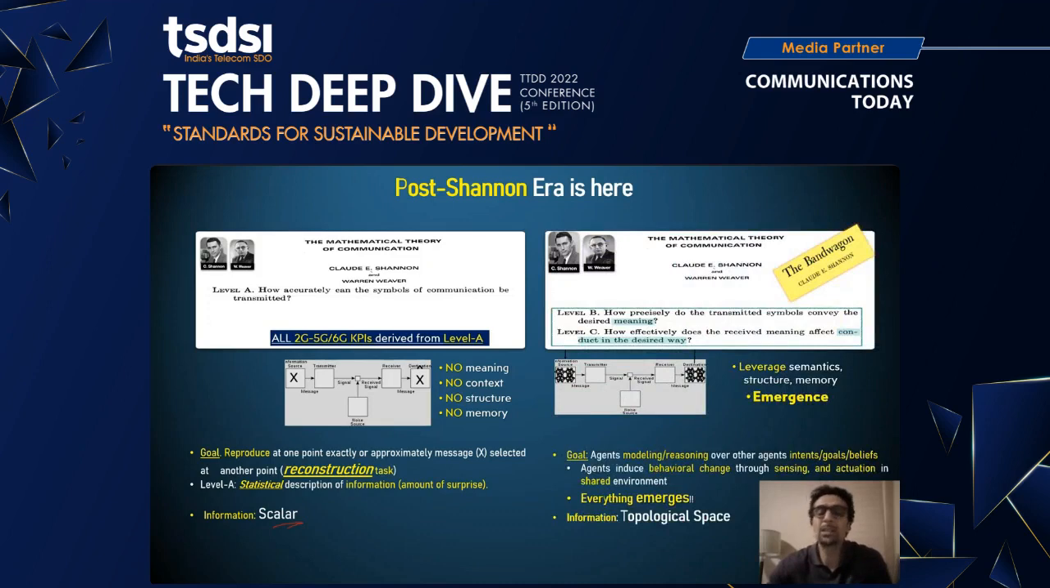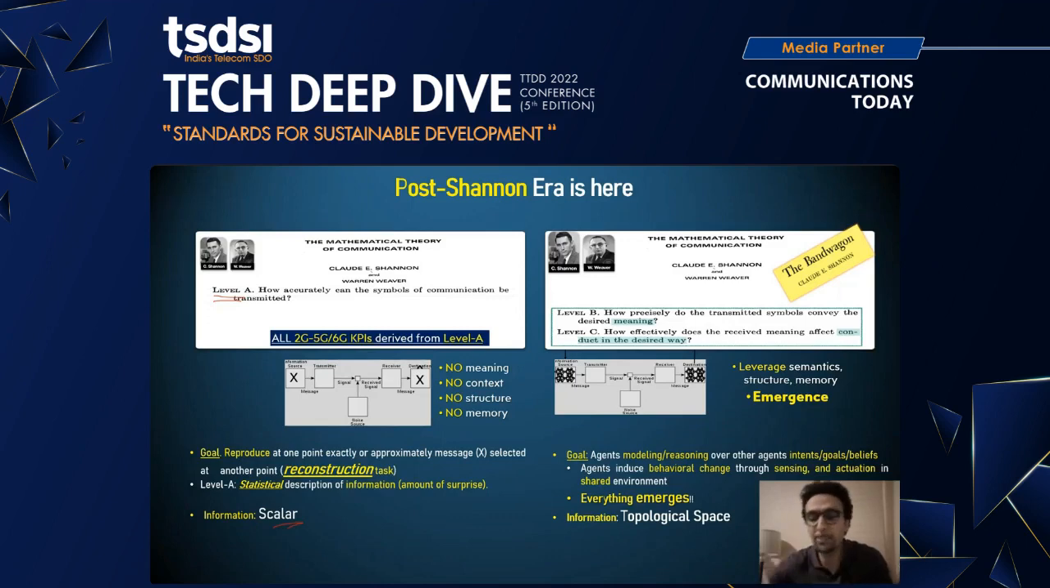And it turns out even Shannon in 1956 wrote a famous article called The Bandwagon, warning us against using only level A as a definition of communication, therefore stressing these two levels, level B and level C. Level B is about extracting meaning from data. Level C is about acting upon this meaning to solve a given task. Okay, so more specifically in our case, here we talk about agents or control loops, which are modeling the environment, modeling other agents, and reasoning over each other's agents in terms of intent, goal, and beliefs, right?